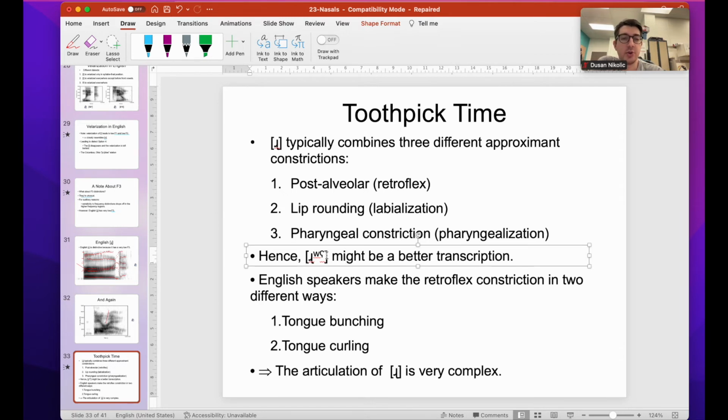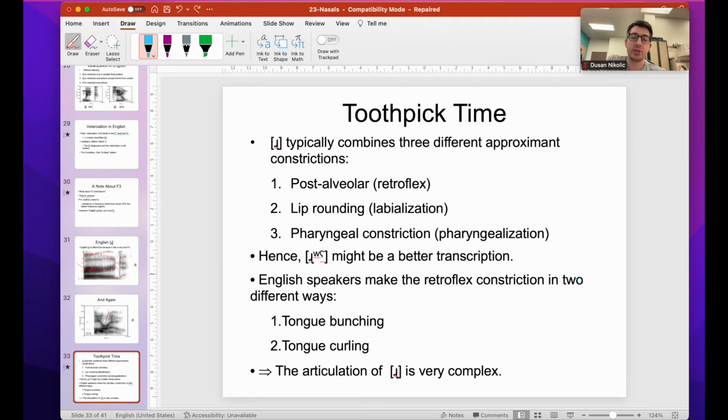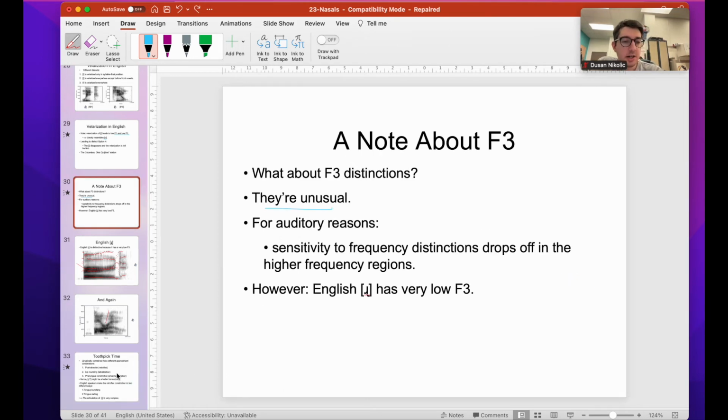So R has certain labialization for sure. So when you're making an R, rough, rule, around, you're rounding your lips a little bit, right? Just like you're doing for sh. And there is a pharyngeal constriction at the back. However, it's not very prominent, it's not always used, so we can disregard that one. English speakers make the retroflex constriction in two different ways, and we will do this in class, in person.